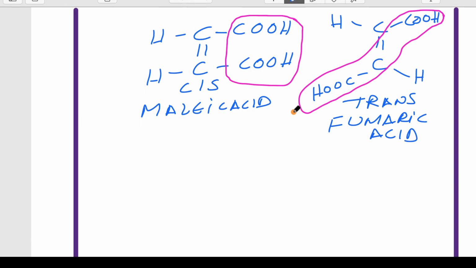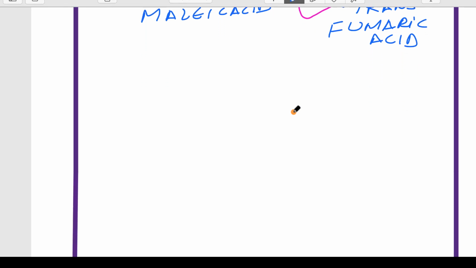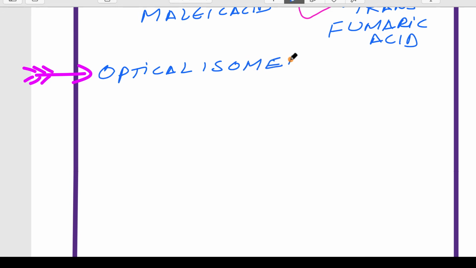Let us talk about the second type of isomerism, that is our third objective. That is what we call optical isomerism. When I talk about optical isomerism, the first thing that comes to our mind is the presence of an asymmetric carbon. So this is the carbon which is at the center.